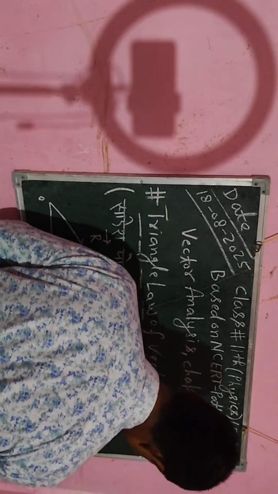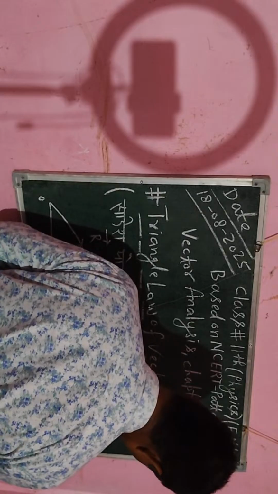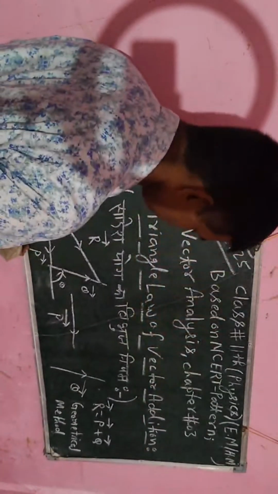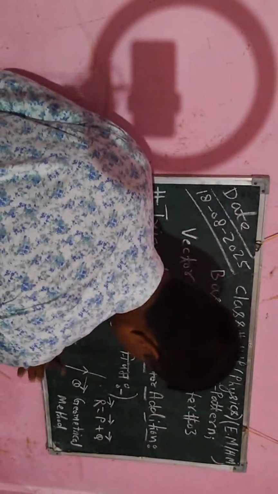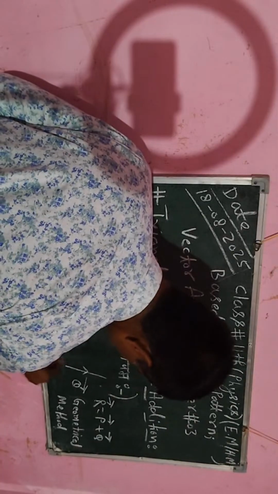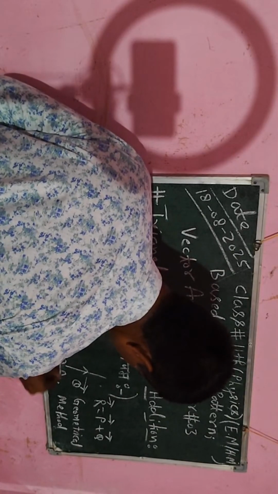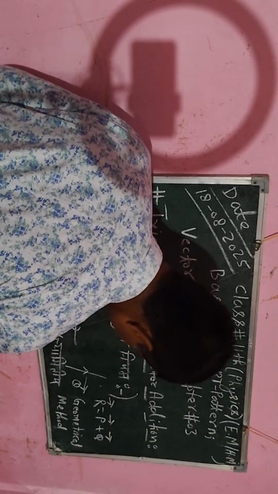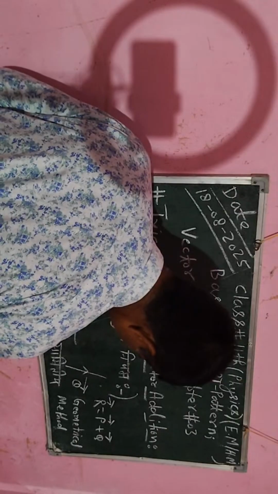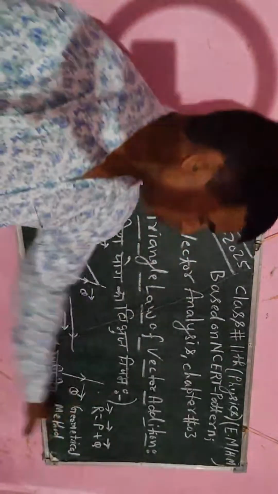Geometrical method. This is known as the geometrical method. In Hindi it is written as geometry method, and in English it is also called the geometrical method.